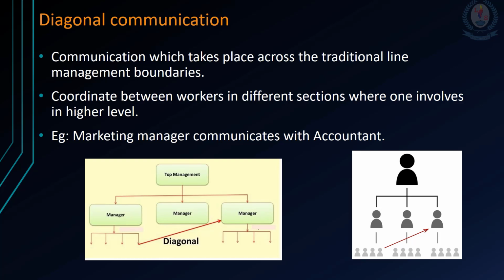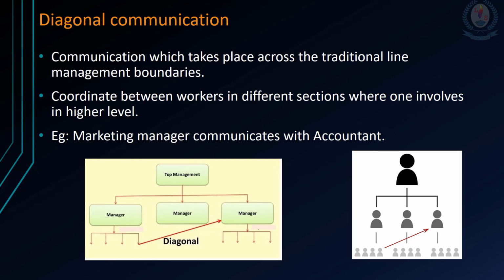So according to this picture, you can see here diagonal communication is happening. One similarity with horizontal communication is that diagonal communication happens between different departments. The difference is, this always happens between a higher level one and a lower level one, right? So that is the difference between horizontal communication and diagonal communication. As an example, a marketing manager communicates with an accountant. These people are in different departments, but one is in an upper level and the other is in a lower level position.